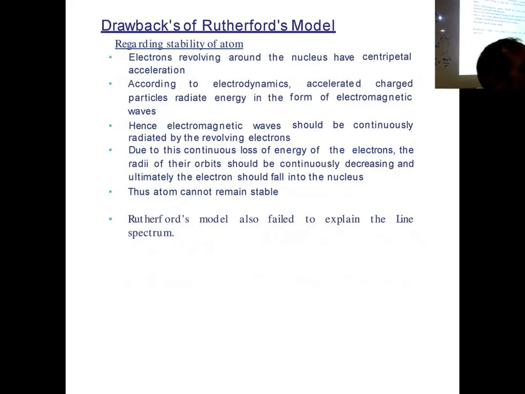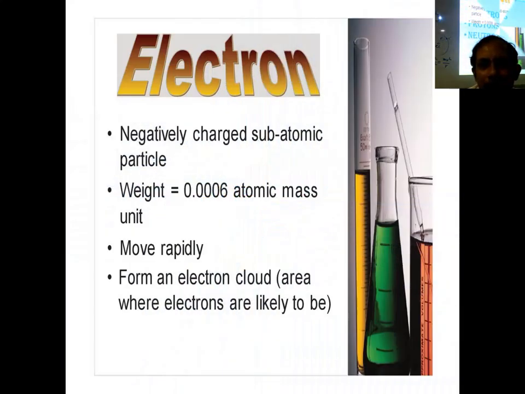Now, before going to this particular thing, you need to get a bit of an idea about atomic spectra. What is atomic spectra? There are two types of spectrum. One is called emission spectra, the other is called absorption spectra. Let's go to the spectrum first.